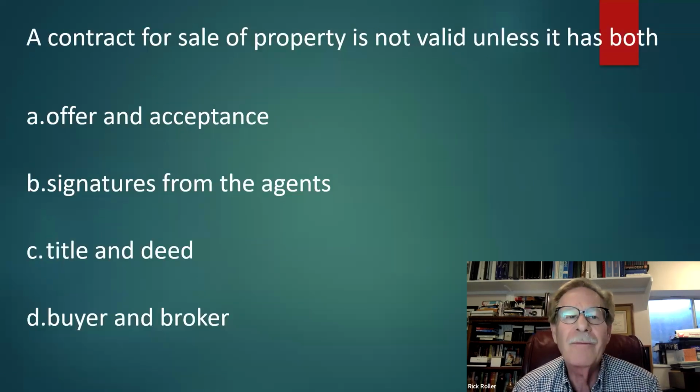Here we go. A contract for the sale of property is not valid unless it has both what? Offer and acceptance. Well, I like that one. Signatures from the agents. Title and deed. Buyer and broker. Okay. Guys, a contract for a sale of property is not valid unless it has both what? An offer and an acceptance.